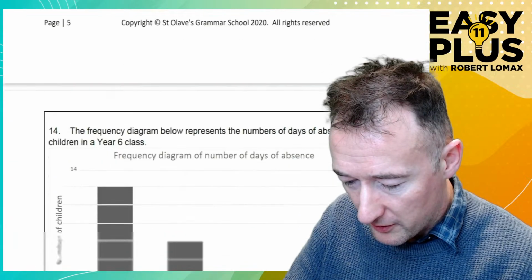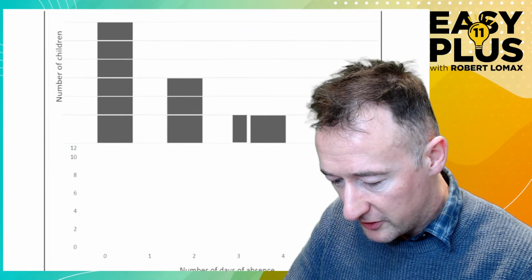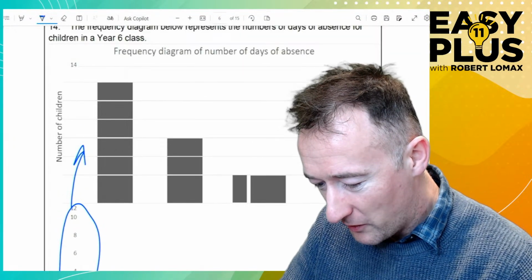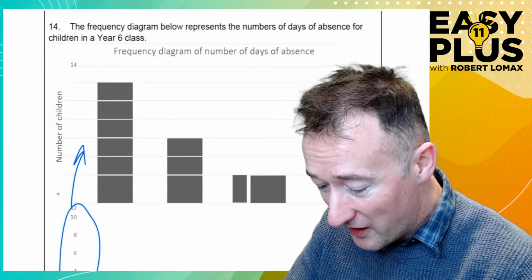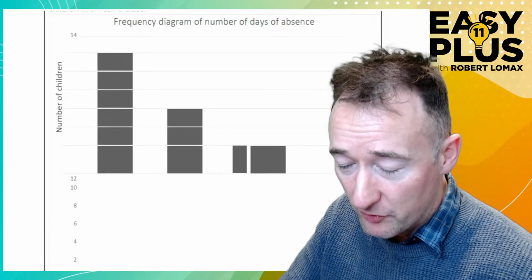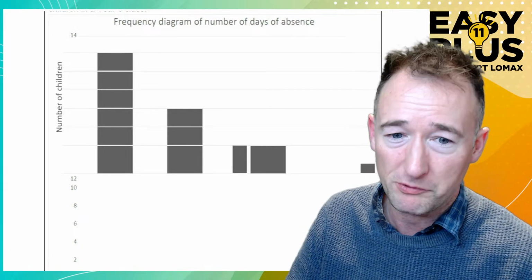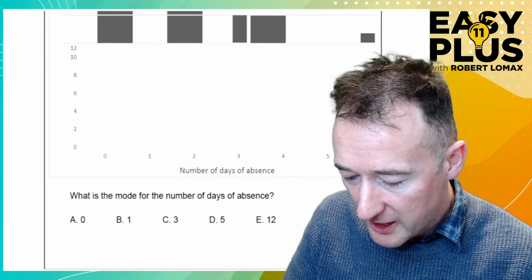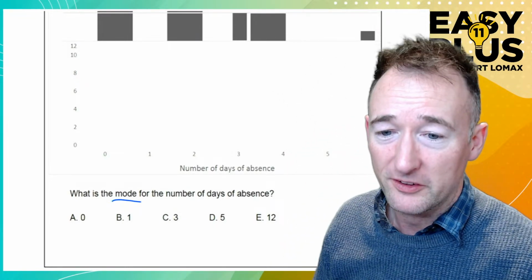On to the next one. Frequency diagram. Now this is misprinted because you can see that these numbers here should obviously be up here. So I think in converting their file to a PDF, something went wrong. But anyway, we know what they were aiming for. Don't get hung up on what you've got in front of you. If it's obvious that there's a misprint, work with that. Use your common sense. This is printed very, very badly. Anyway, what is the mode for the number of days of absence?